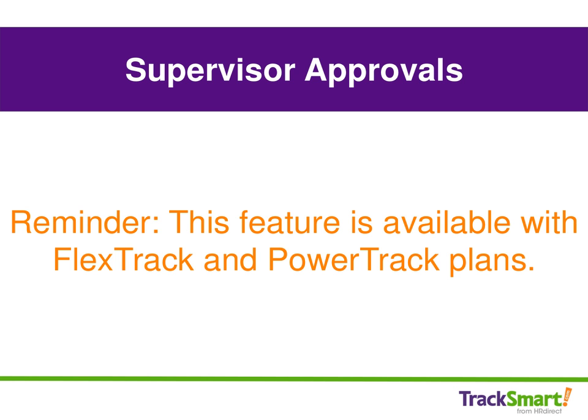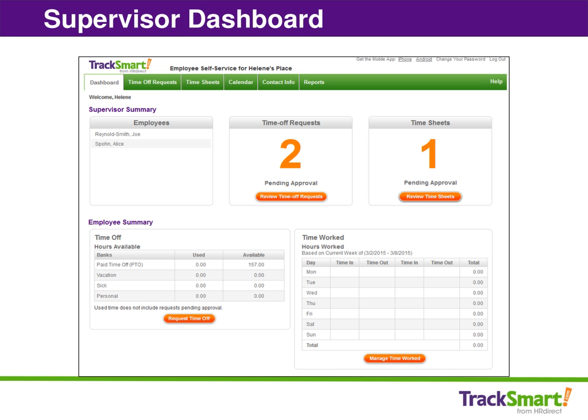Again, just a reminder, supervisor approvals are available with FlexTrack and PowerTrack plans. Let's just quickly look at the dashboard for a supervisor. So you see this is a little different. While you have the employee summary view at the bottom, just like regular role employees have, supervisors also can see which employees have been assigned to them and if they have any time off requests or timesheets pending their approval.